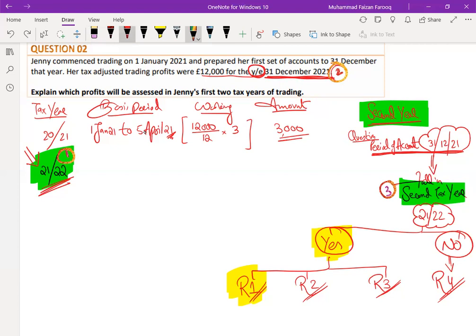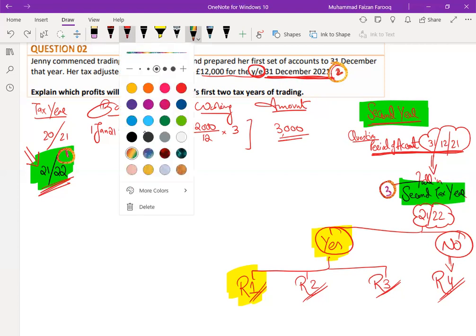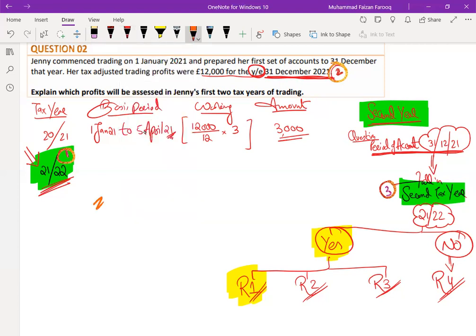So we have 3 options. Which option are we going to apply? It's very easy. It's not typical. First time we are doing this, so that's why it will seem tough to you, but it's not tough at all. Now, in this question, rule 1 will apply.